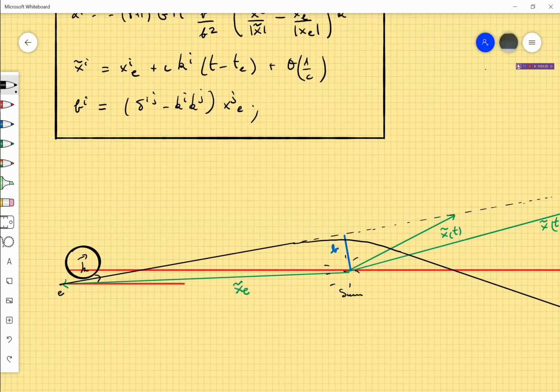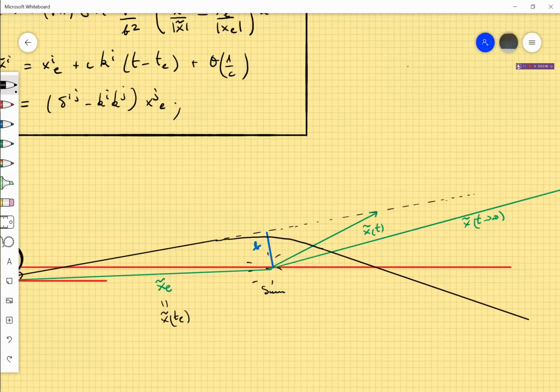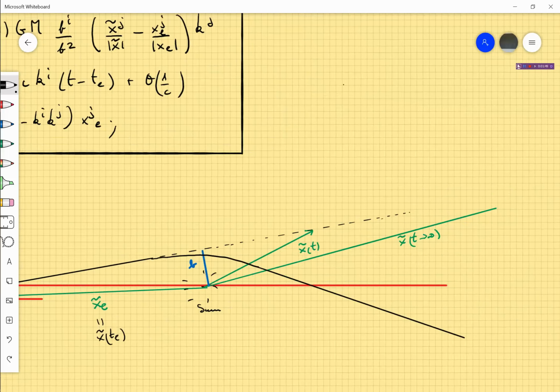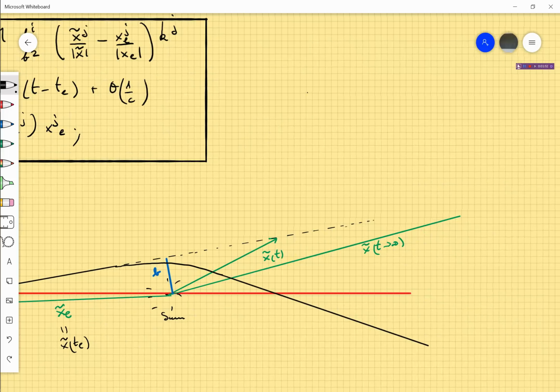Now the position vector of this original trajectory, the unperturbed one, is x tilde. So at the emission time, the vector that tells you the position of the light, where the emission takes place, is x tilde e. If you want, this is x of t e. Then it evolves, and an important thing is that when time goes to infinity, the vector x tilde becomes essentially parallel to k, when t is large enough.